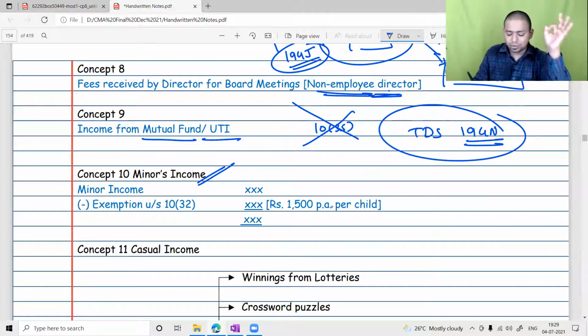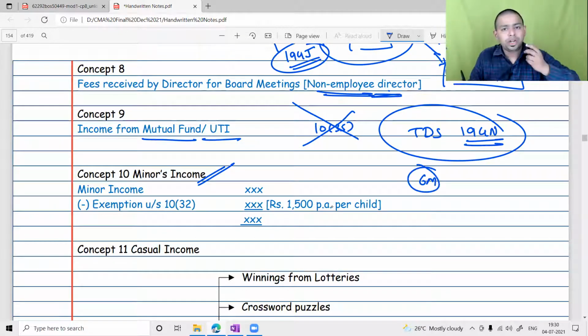If any income is earned by a minor child, obviously it was money created by the father. If a 6-month-old baby has a fixed deposit in the bank, obviously that money was not earned by him. So that fixed deposit was not created by him. So father or mother must have created that income.